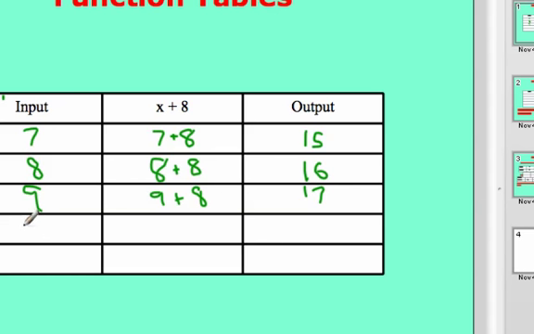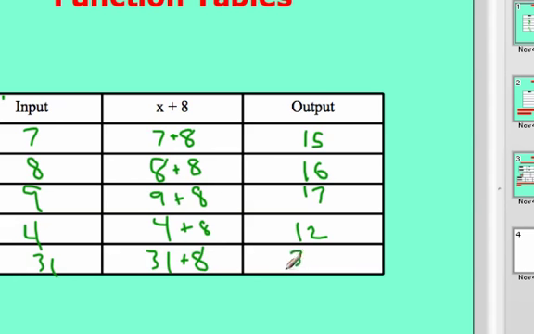Now you don't have to go in order with these inputs. I could put in the number 4, and we'd get 4 plus 8, which would be an output of 12. And we could write in, I don't know, 31. 31 plus 8, I love prime numbers. 31 plus 8 is 39 for our output.